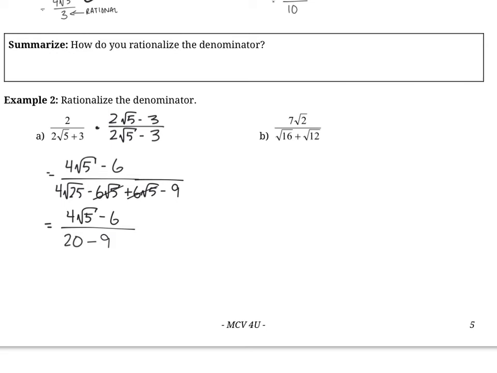Ooh, that's looking a little bit better. So in the numerator, we have 4 root 5 minus 6. In the denominator, we have 20 minus 9, which is just 11. Look, our denominator has been rationalized.